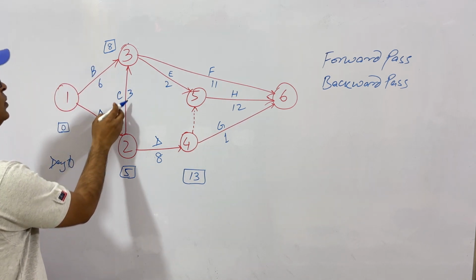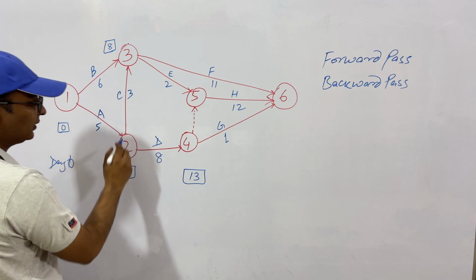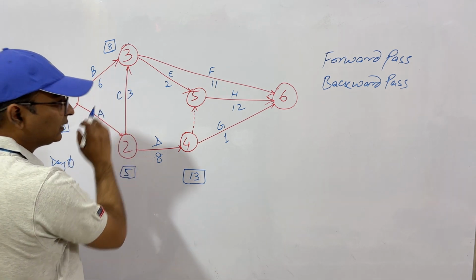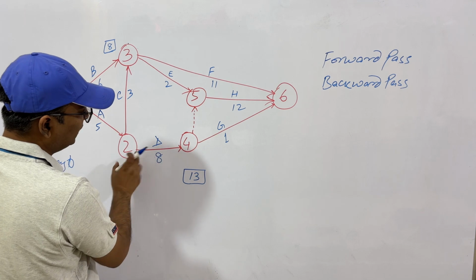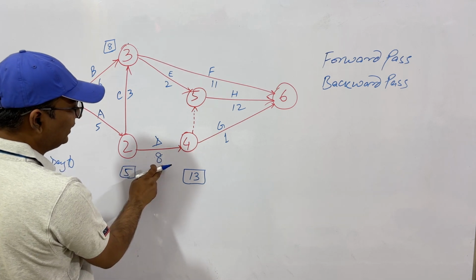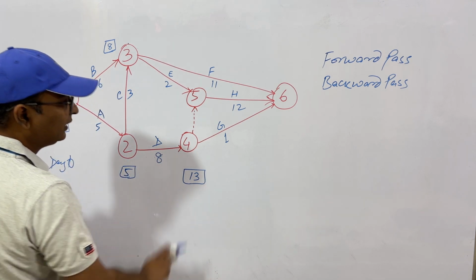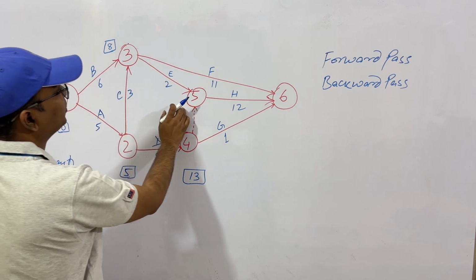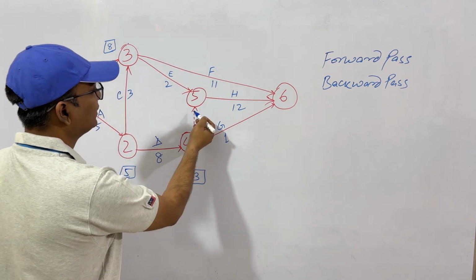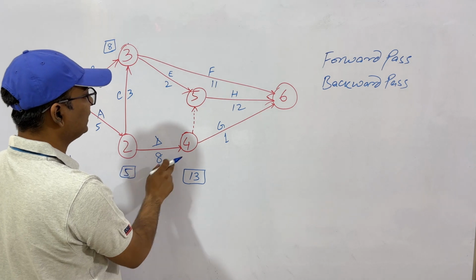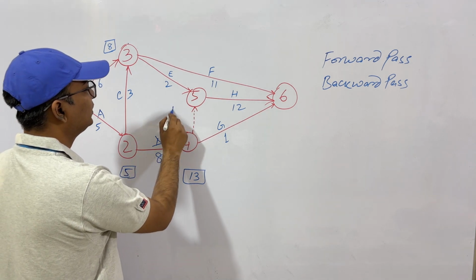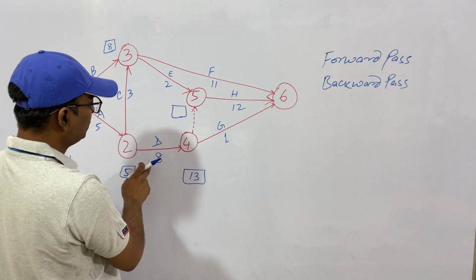After this you do another activity C for another 3 days. This can be done concurrently while you proceed to this path. That is 2 to 4. This activity 2, 4 will take 8 days. So 5 plus 8, 13. What about this point? Let's understand. This does not require any time and resource. So we have 5 plus 8, 13. So you can reach here by 13th.